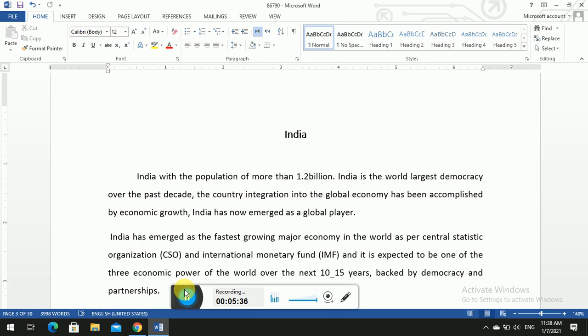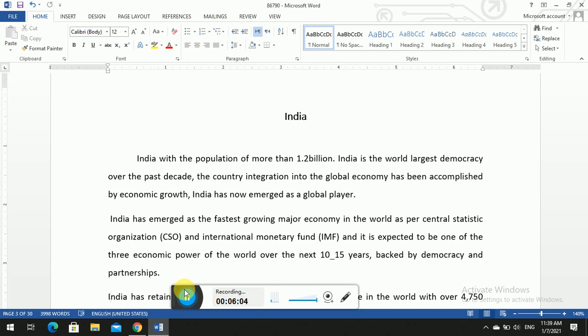Now most of the companies are investing in India. The IT companies, especially medicine and pharmaceutical companies, are investing millions of dollars in India. Most of the call centers from different parts of the world have been moved to India. So they are now considered a major player in the global economy. India, with a population of more than 1.2 billion, is the world's largest democracy. Over the past decade, the country's integration into the global economy has been accompanied by economic growth.